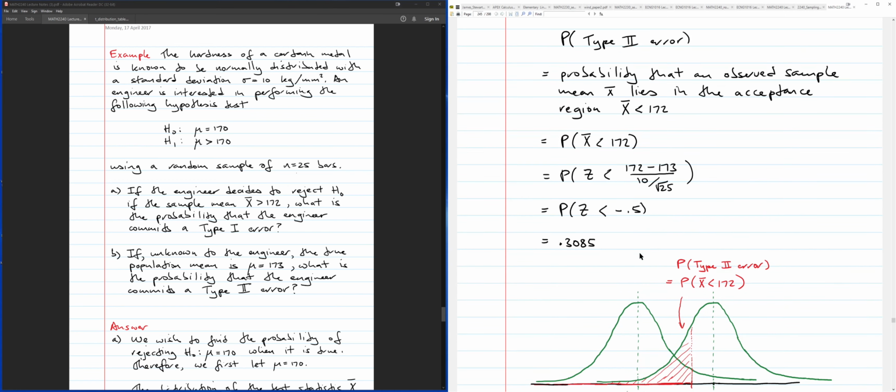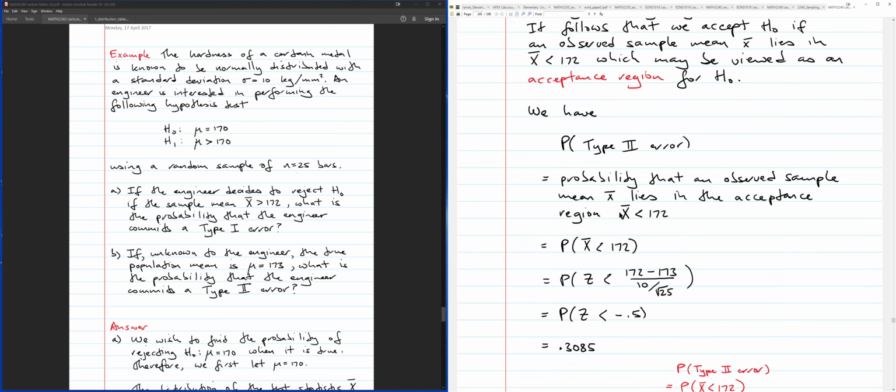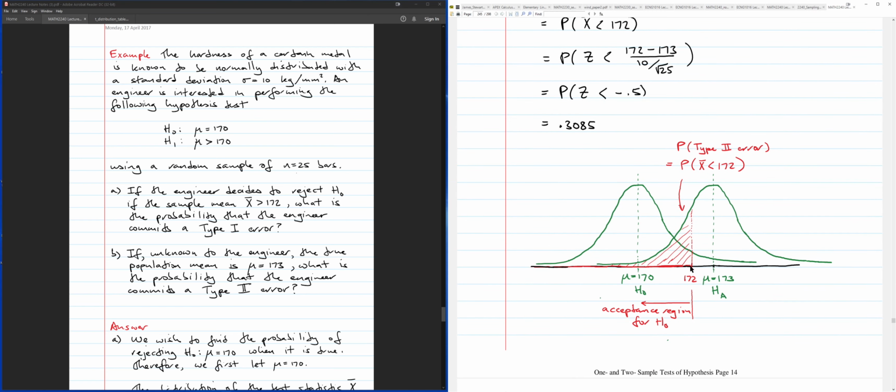In the notes here, the big X bar bigger than 172 is the rejection region. If you take the complement of that, you're looking at the big X bar less than or equal to 172, so that's the acceptance region. The probability of getting a type 2 error is the probability that the X bar takes values less than or equal to 172, and the required probability is the shaded area over here, which we worked out in the problem, which was 0.3085.